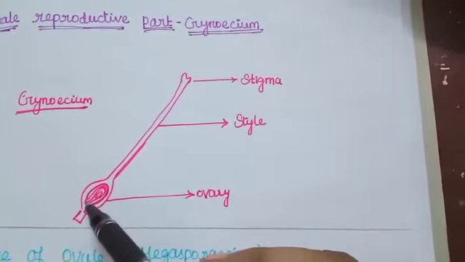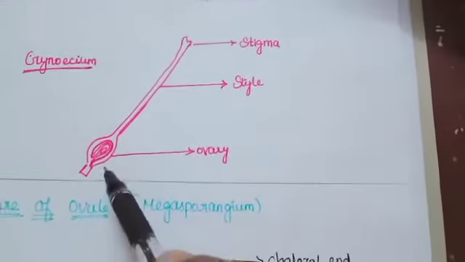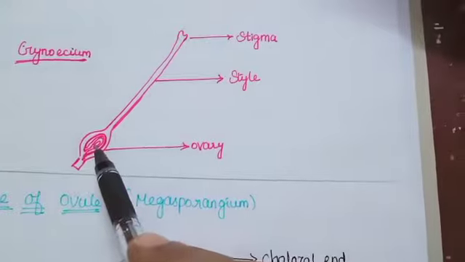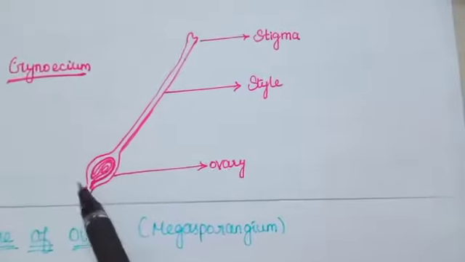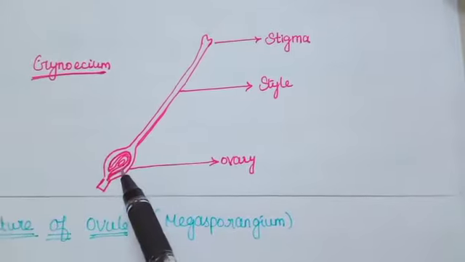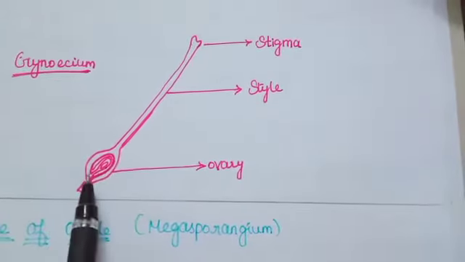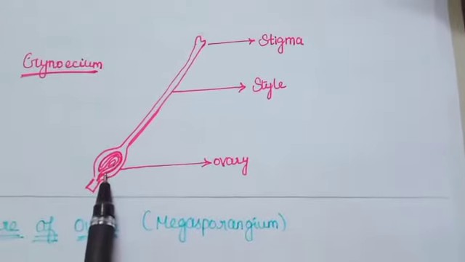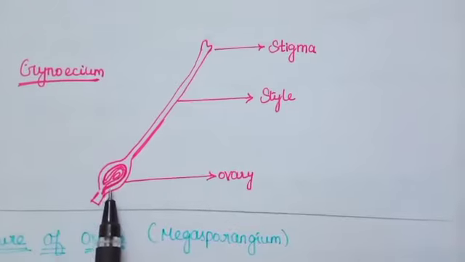The ovules are present inside the ovary cavity. The ovules or megasporangia arise from the placenta. Placenta means the basal part of the flower. The number of ovules in an ovary may be one or many. So the number of ovules present in the ovary is classified into one or many.